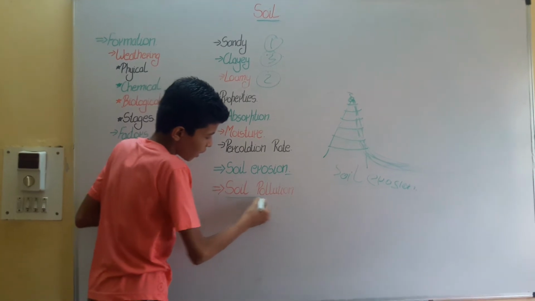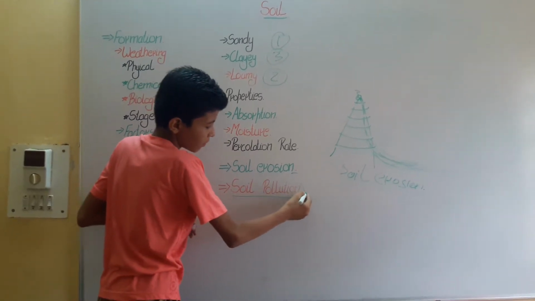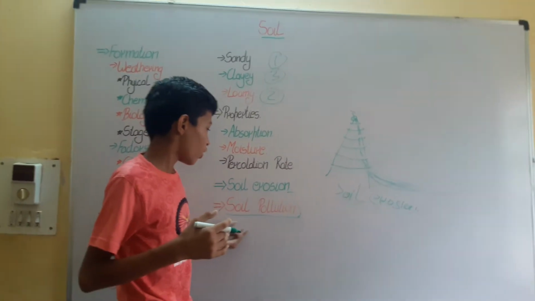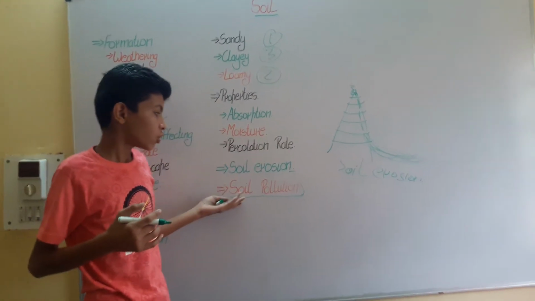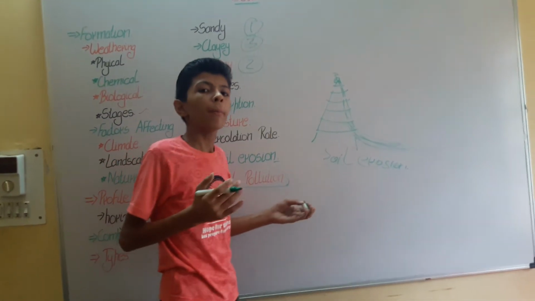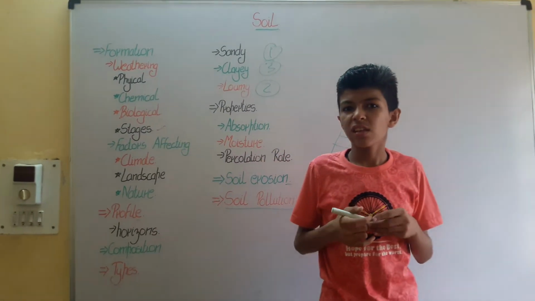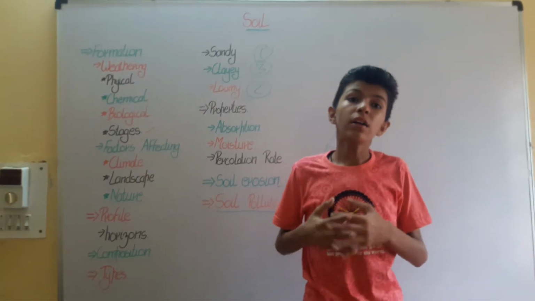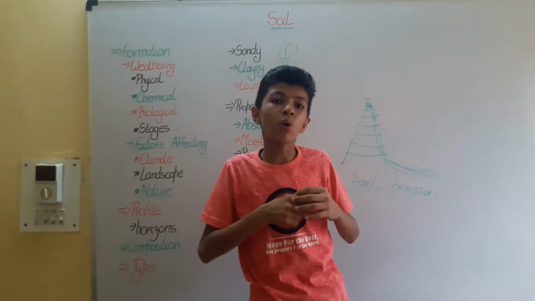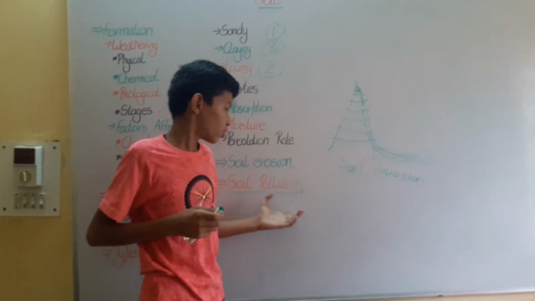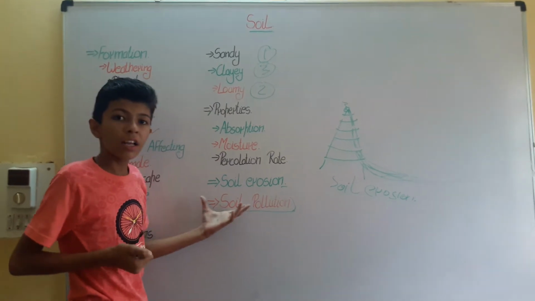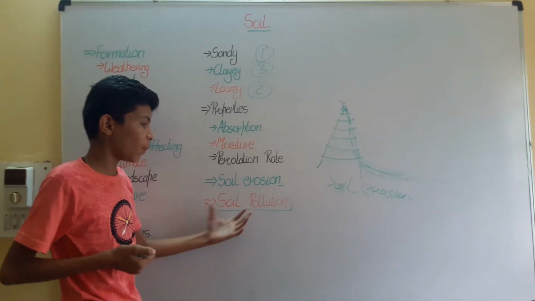Next we have soil pollution. So what is soil pollution? Soil pollution means adding harmful substances, or making a natural thing useless, or using it in the most amount, which could lead the soil material to damage. This is called soil pollution.